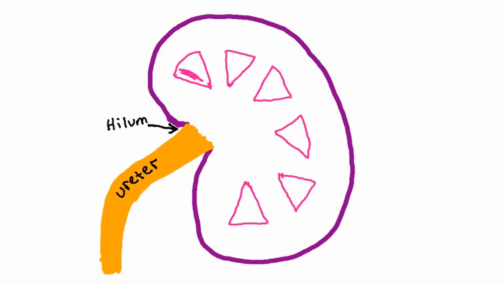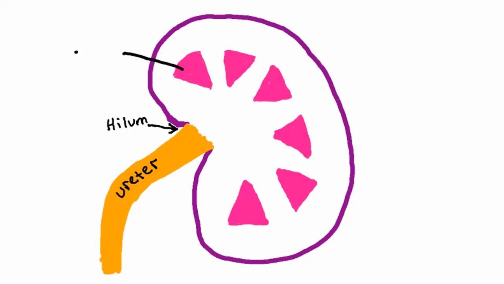And these triangles are called pyramids. As you can see, the tops of the arches of the pyramids are right at that separation line between the cortex and the medulla. So the pyramids are in the medulla region of the kidney.